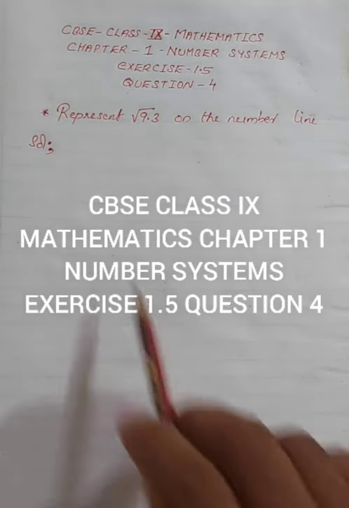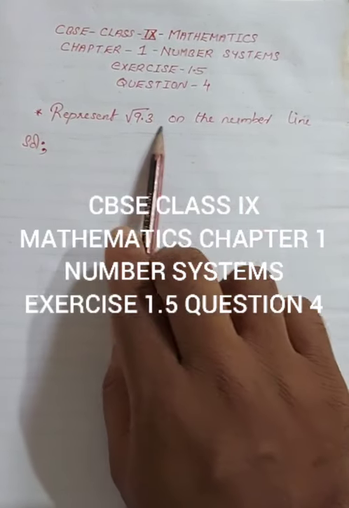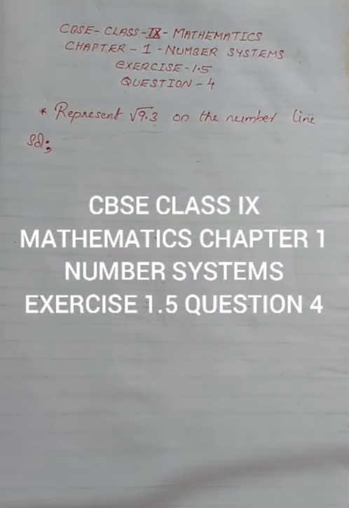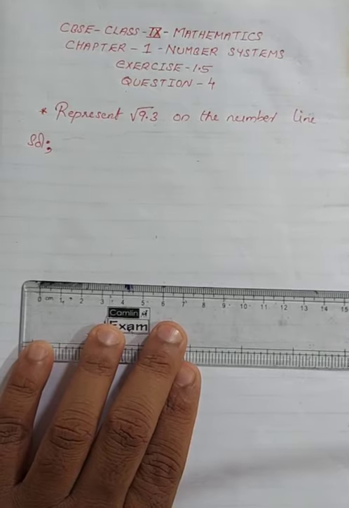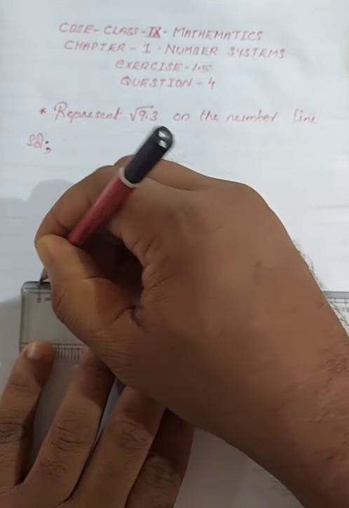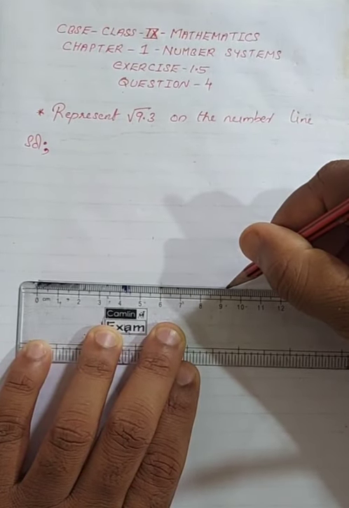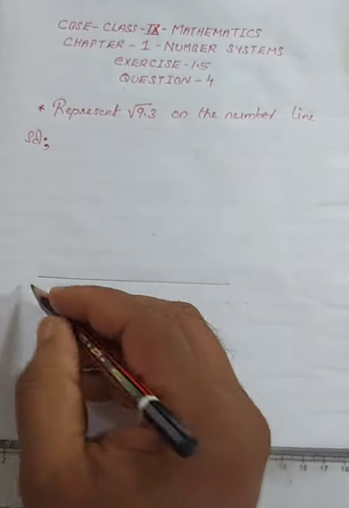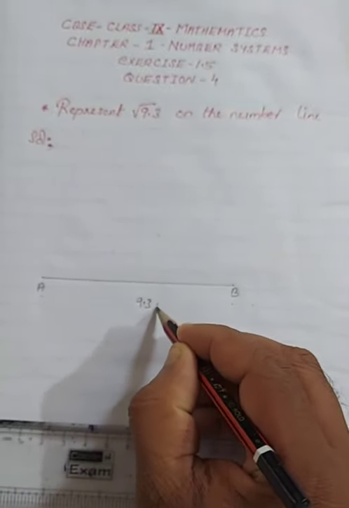We are going to represent root 9.3 on the number line. Whatever is the value within the root, that value we will draw by using a scale. So you can take your scale and you can draw a length of 9.3, and you can mark that point A, this one is B, and this length is 9.3 units.